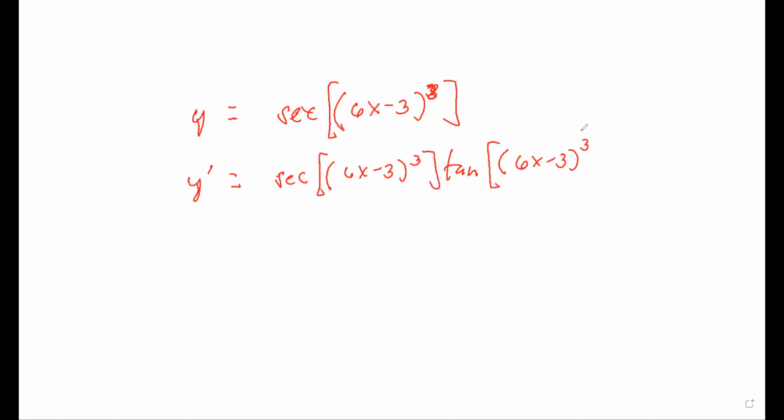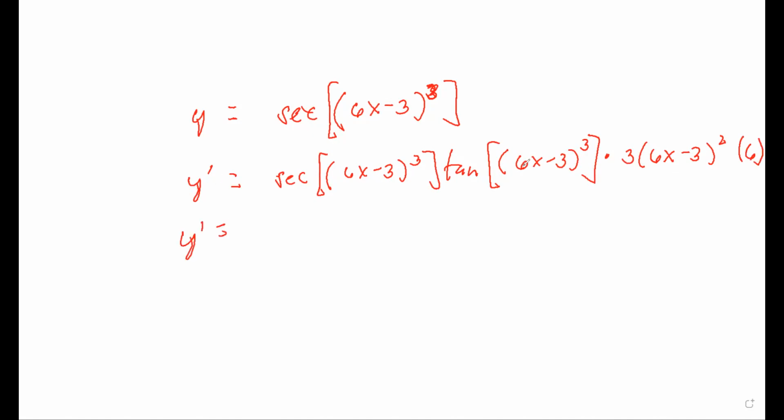Okay, so you let this be your u, as if it's enclosed. Think of this as just one variable. So this is our secant u tangent u. Times now, since you have secant u tangent u du, the derivative of what is inside. So the derivative of this will be, there, chain rule again: 3 times 6x minus 3 quantity squared times the derivative of 6x minus 3, because of chain rule, which is equal to 6.